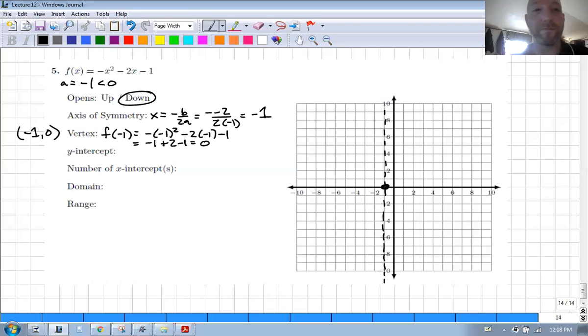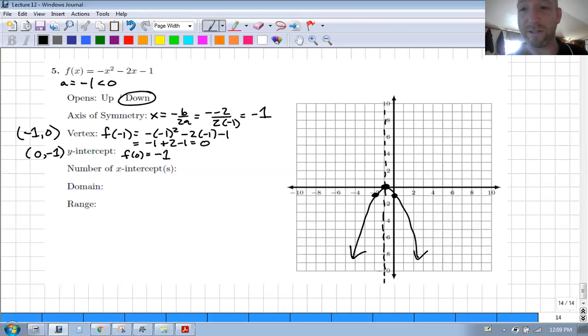The y-intercept, we plug 0 in for x, right? We're just left with this minus 1 here. So 0 minus 1. There's our y-intercept at (0, -1). All right, so this thing looks like this. No, it looks like this. It opens downward. Okay. So knowing this point, that tells us we also know that point. So that's what it looks like.